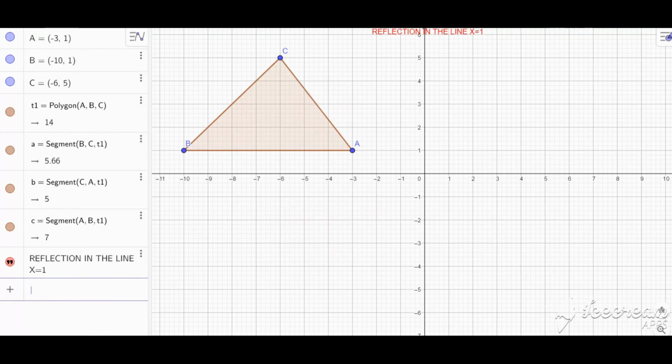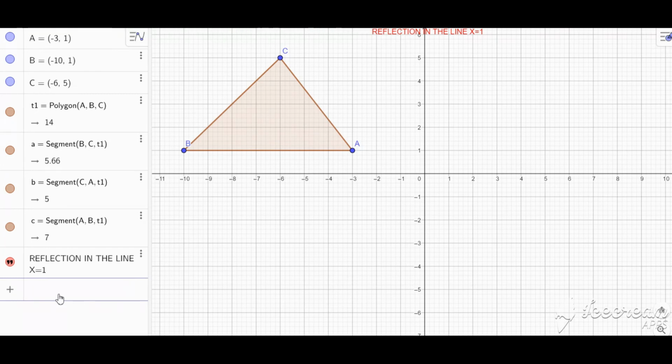We don't always have to reflect in the axis. I don't always have to reflect in the x-axis or the y-axis. I can create any general line and carry out a reflection in that line. Now let us say I want to look at a reflection in the line x equals negative 1. So the first thing I need to do is to draw that line. So let us draw the line x equals negative 1.